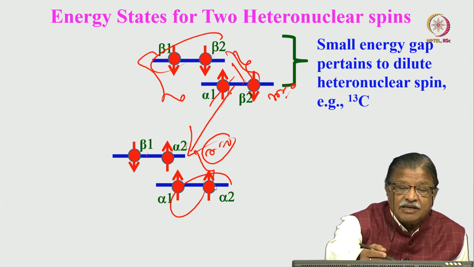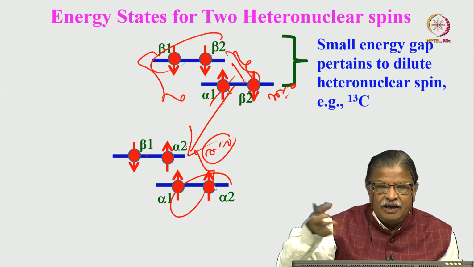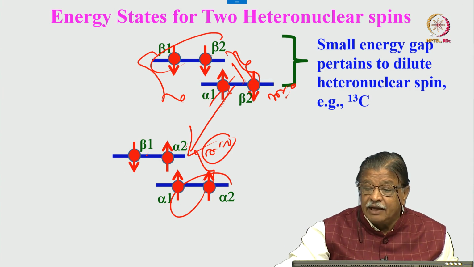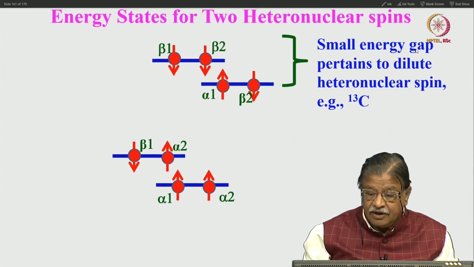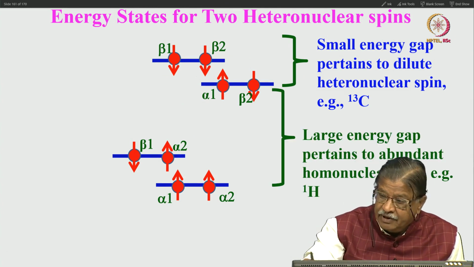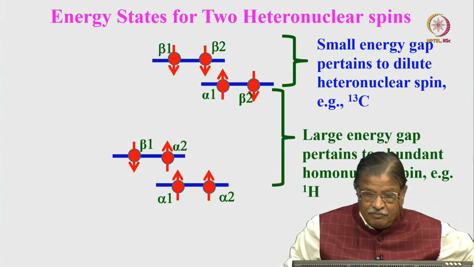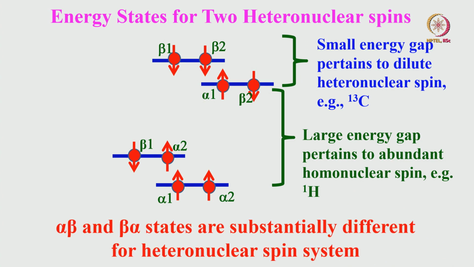These are all larger energy separations because they are for other abundant spins like proton, fluorine or phosphorus. This is how the energy states will appear, especially for heteronuclear spin cases. This large energy gap is for abundant spins like proton, fluorine, phosphorus, etc. So the alpha beta and beta alpha states are substantially different for a heteronuclear spin system.